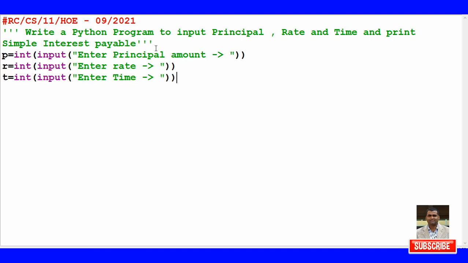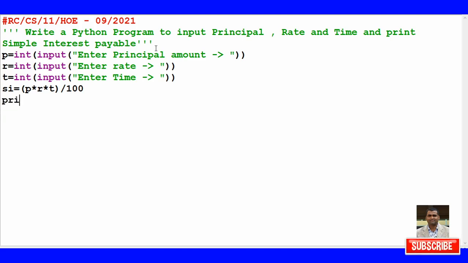Okay, done. Now what is simple interest? P into R into T by 100, that you might be knowing. So I'm going to write SI for simple interest equal to P into rate into time, p into r into t, and then divided by 100. The answer is going to come in decimal, it's okay, no problem. That's why I'm not going to do any float division here.